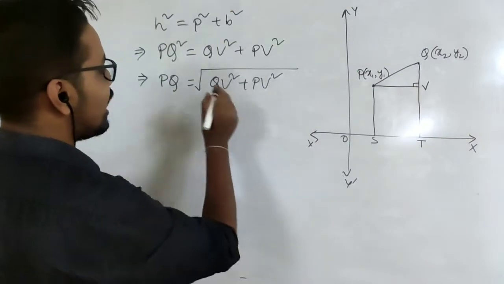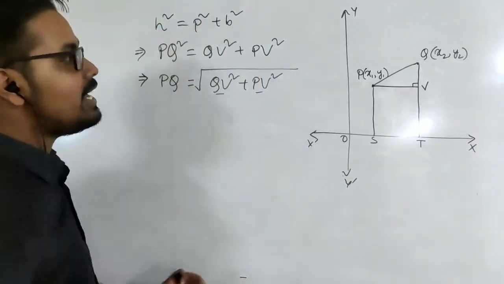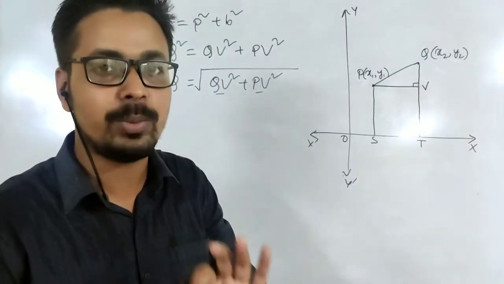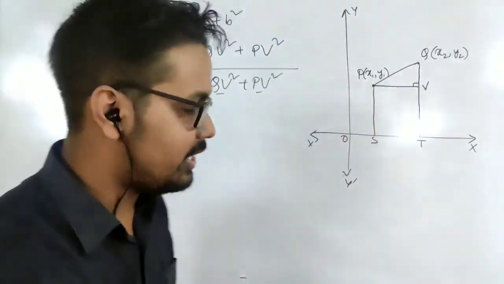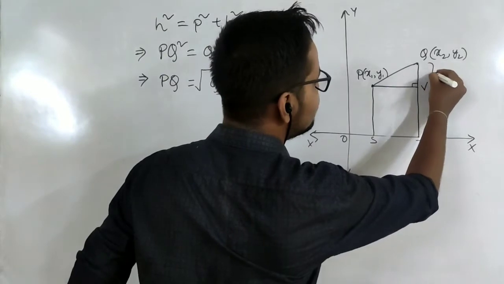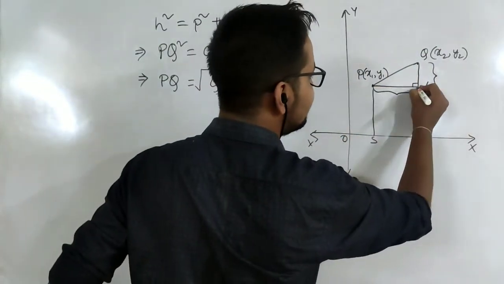Now let's move on. Our objective now is to find the value of QV and PV in terms of the coordinates. Okay, always remember, coordinate geometry always deals with coordinates. So we will try to find the values in terms of coordinates. So now, how to find out QV? Which one is QV? QV is this distance. Which one is PV? PV is this distance.